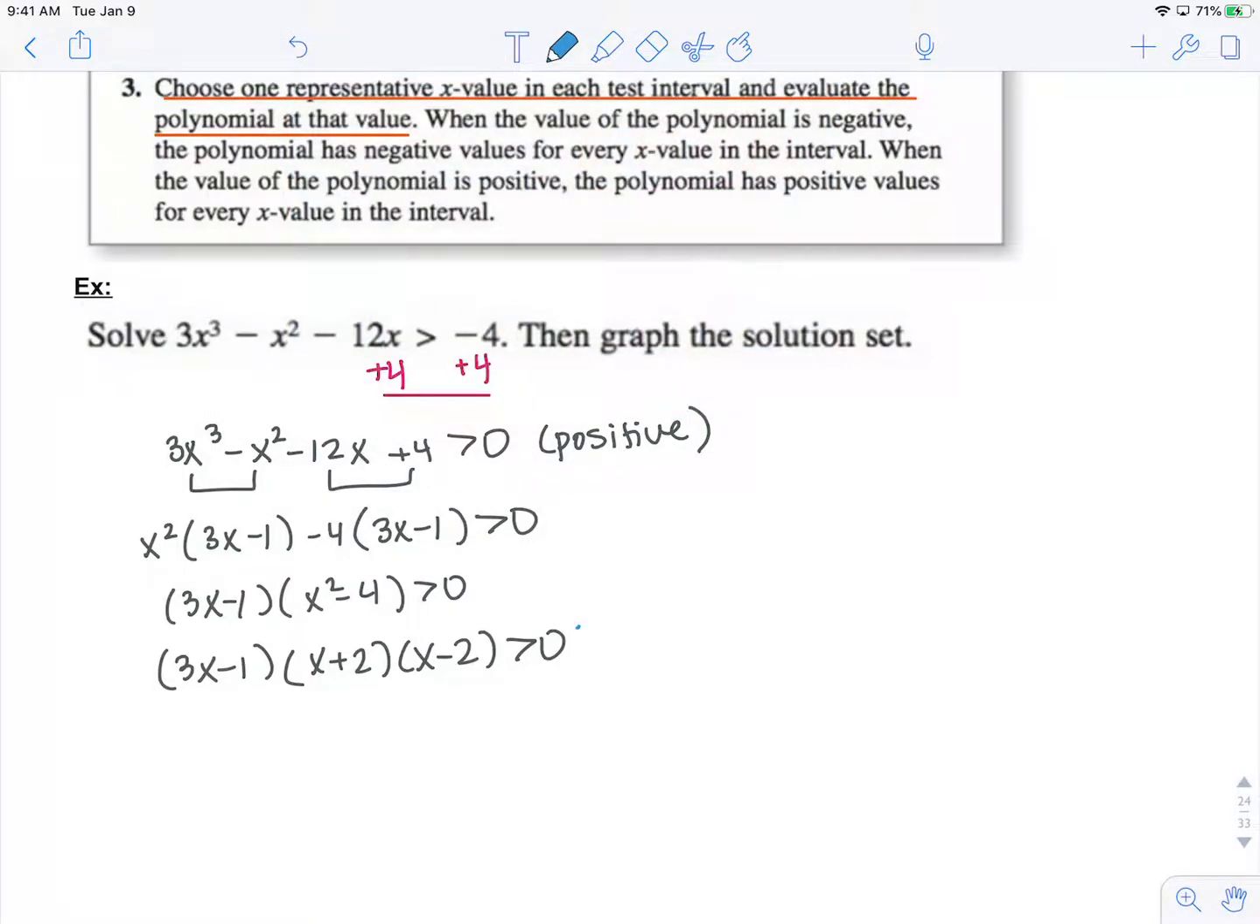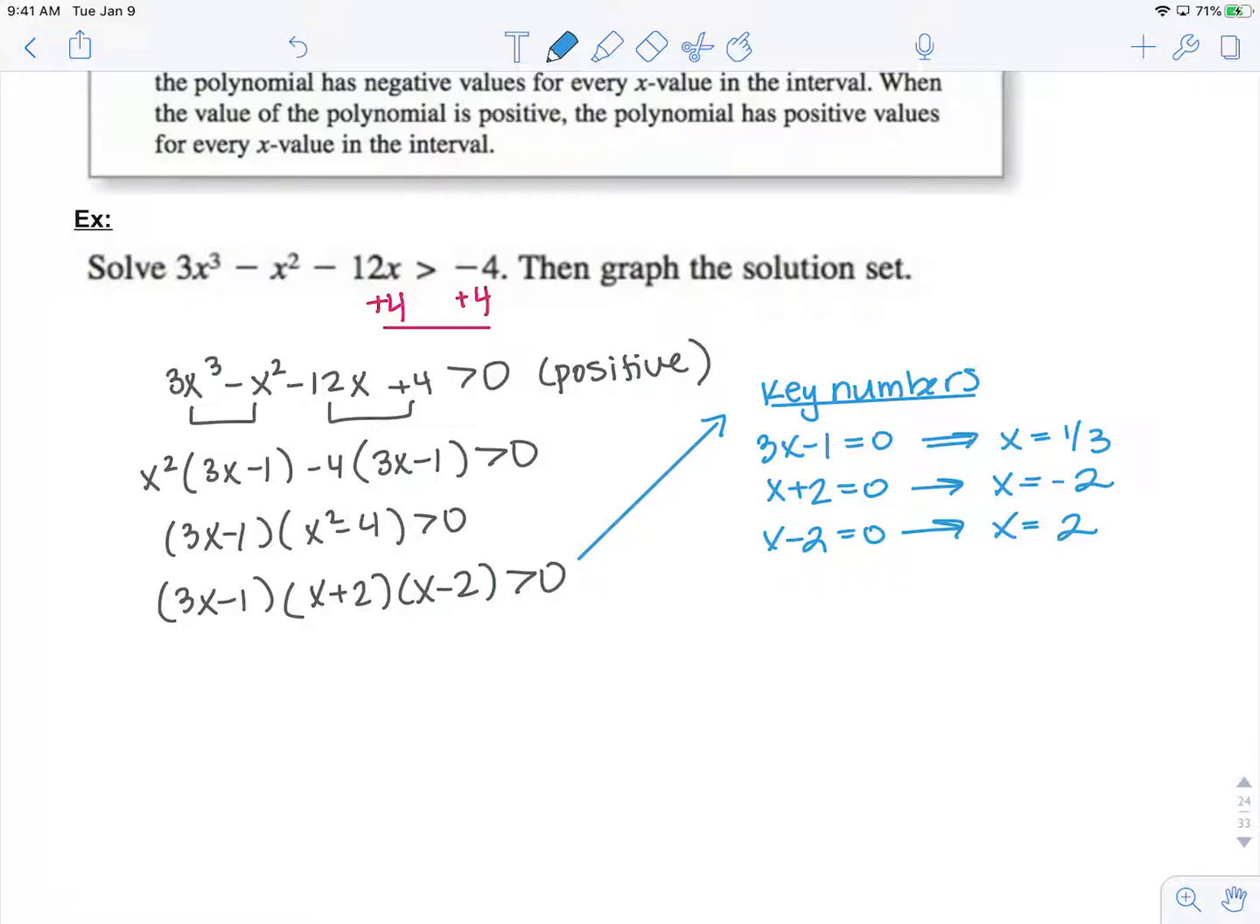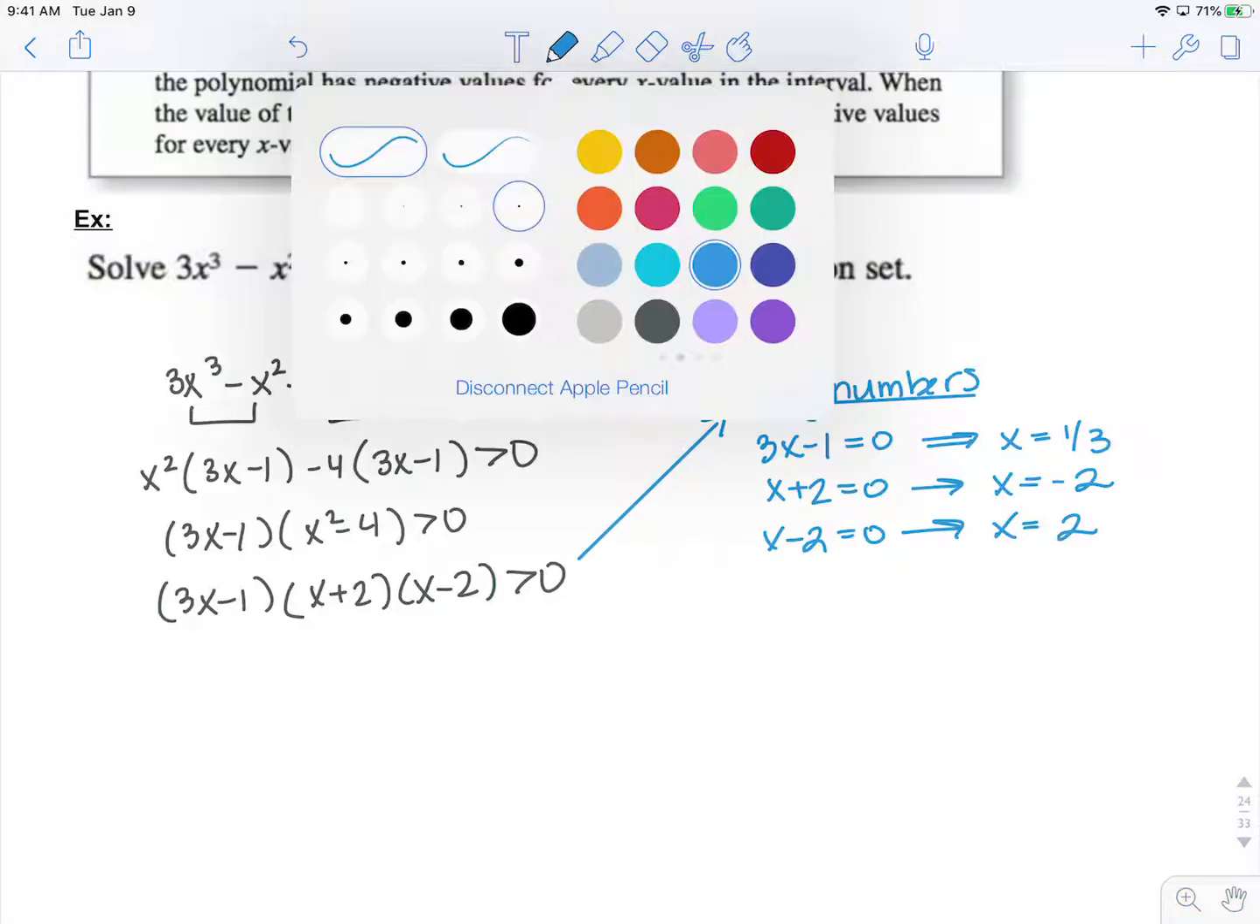So now here to the right, we're going to use the zero product property to find the key numbers of the polynomial. So we set each factor equal to 0 to find that. If 3x minus 1 equals 0, then x equals 1/3. If x plus 2 equals 0, then x equals negative 2. And if x minus 2 equals 0, then x equals positive 2. So those are our key numbers where we know our polynomial equals 0.